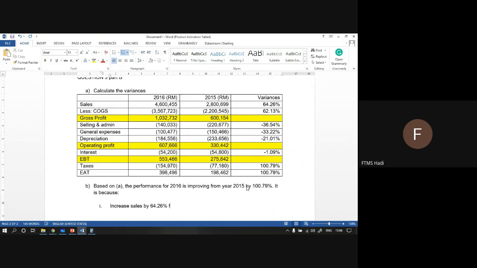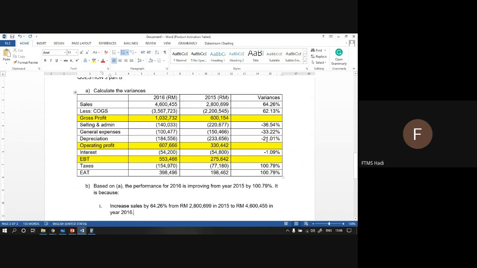From RM800,699 in 2015 to RM4,600,455 in 2016. So that is the first part.